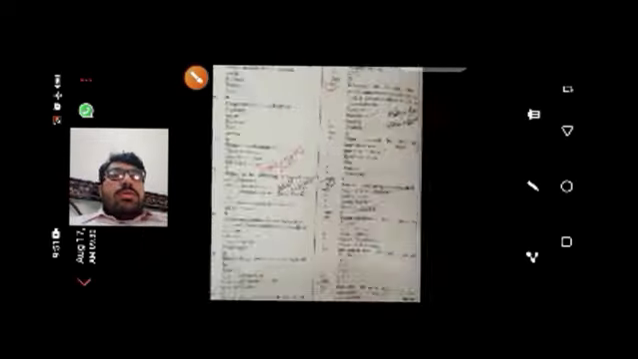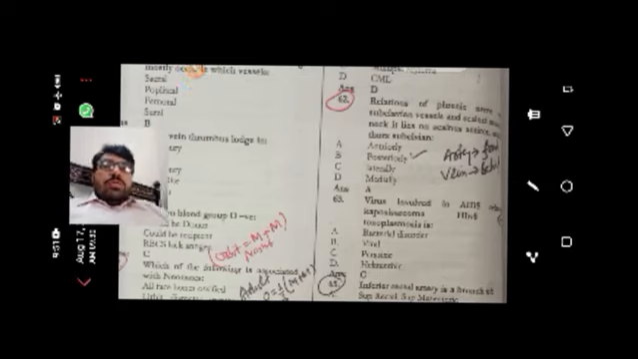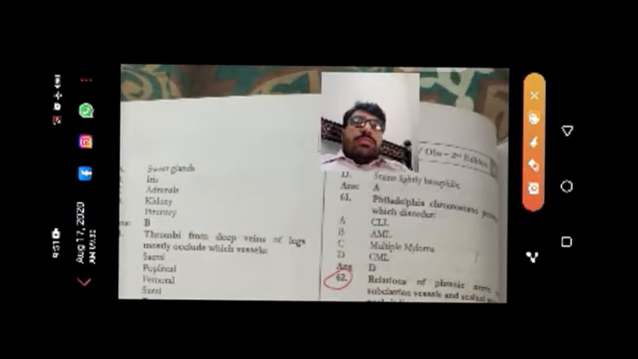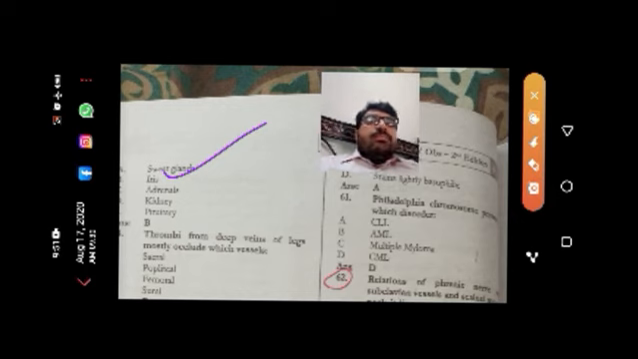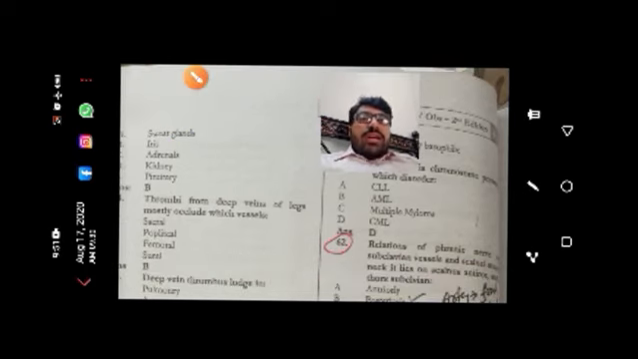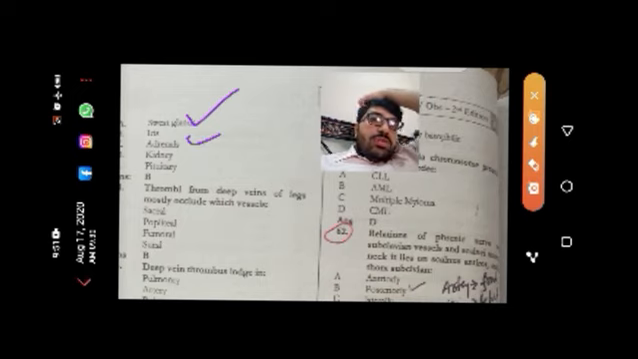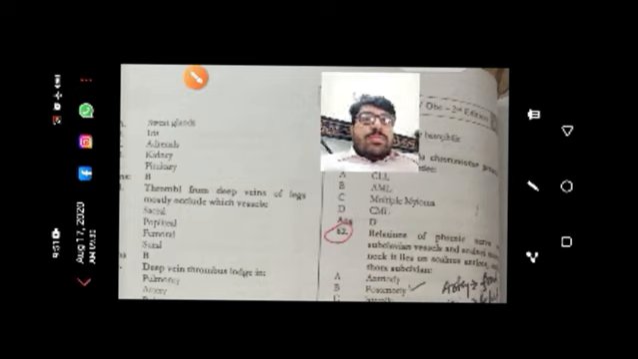So coming next, the answer over here is iris. Coming next, sweat gland discuss is the adrenal acetylcholine. You have to keep that in mind.